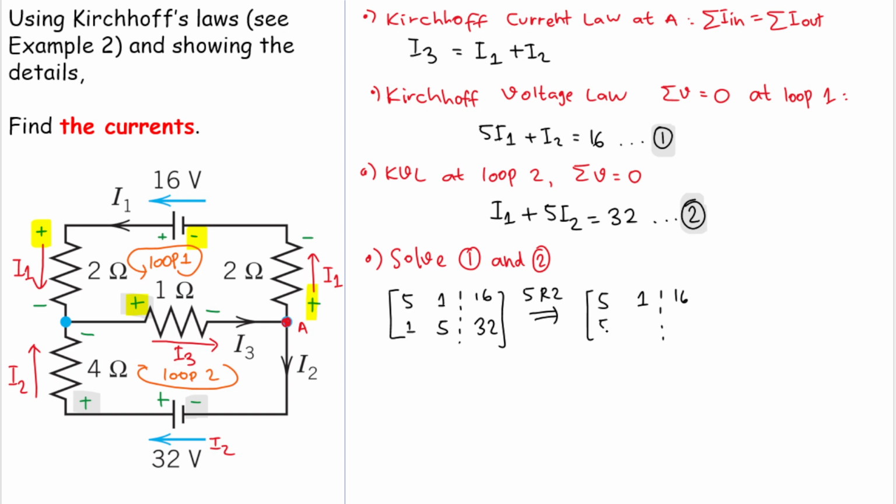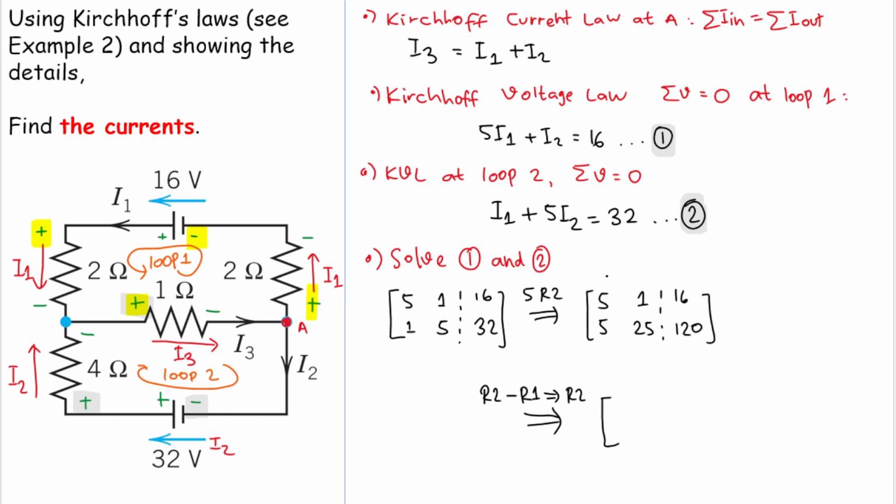And then we will have 5, and then we will have 25, and then 32 multiplied by 5 is 120. Right? Okay, good. And what can we do next? I think we can subtract R1 from R2 and put the result into the second row, right? So I think we can use R2 minus R1, and then I will put it into R2.